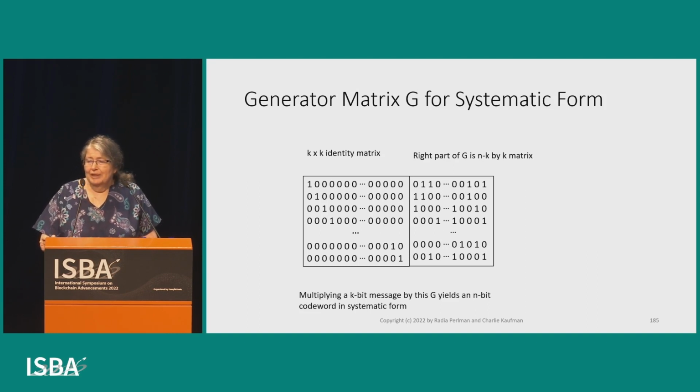So this is what the generator matrix looks like for systematic form. There'll be an identity matrix on the left so that when you're multiplying the string, the first k bits are going to be the same k bits. And then the right part of it will be the redundancy part, which will give you the check bits.